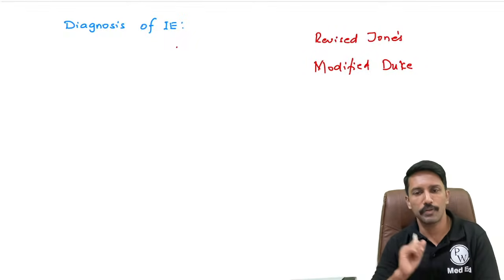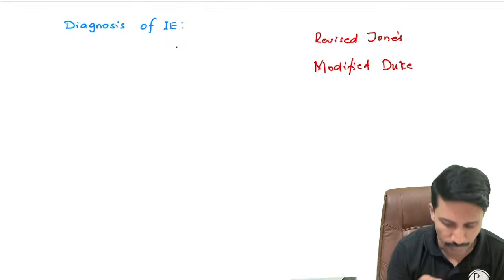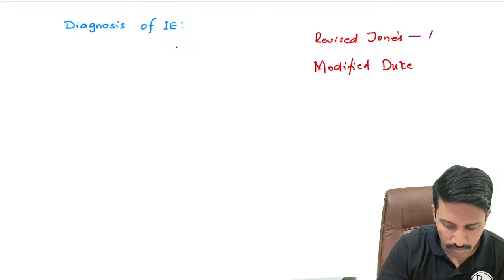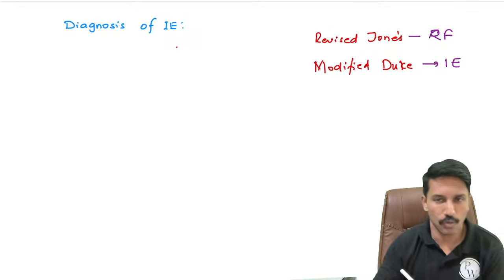Which one is for rheumatic fever? Which one is infective endocarditis? Okay, let us clear the confusion clearly. So revised Jones is for rheumatic fever, and modified Duke is for infective endocarditis.